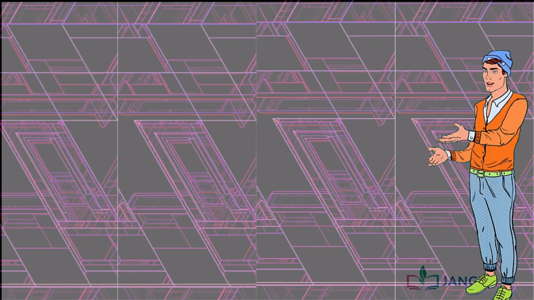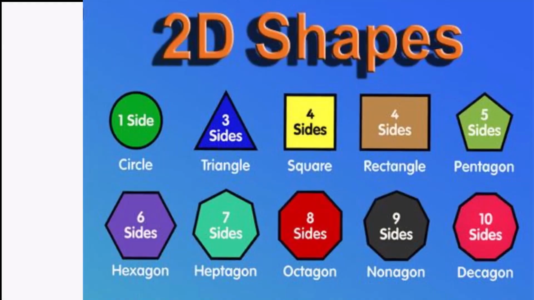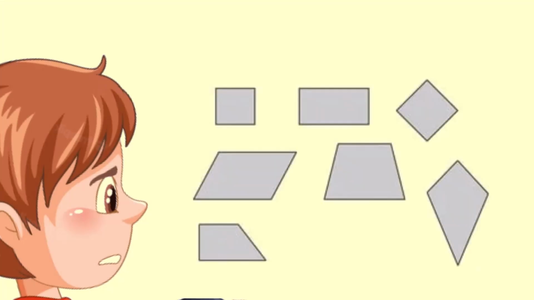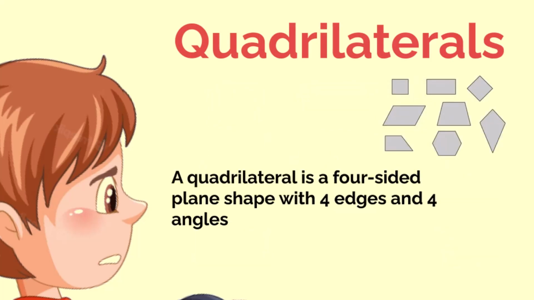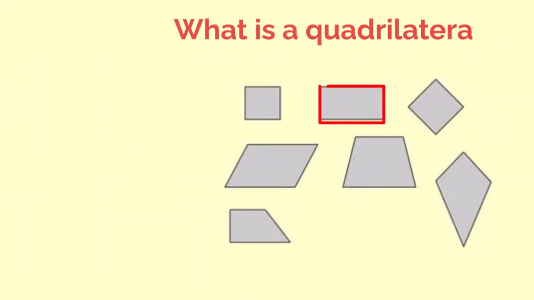Can you remember two-dimensional shapes are those shapes that have just two dimensions? That is, a length and a breadth. In this lesson, you would learn about a special group of two-dimensional shapes called quadrilaterals. A quadrilateral is a four-sided plane shape with four edges and four angles. Any plane shape with four straight lines, four edges, and four angles is a quadrilateral. It doesn't matter if all the lines are equal or not. In fact, we have different kinds of quadrilaterals because each kind may have different kinds of lines.